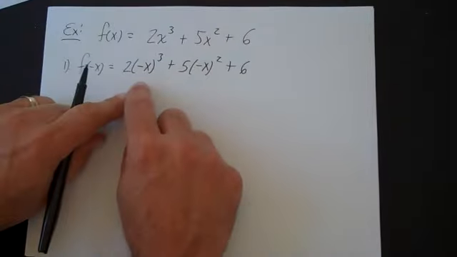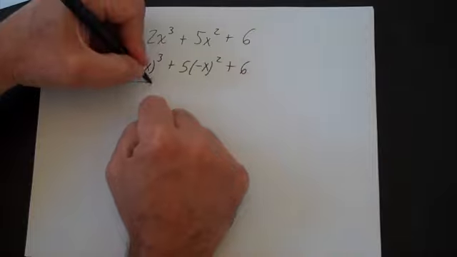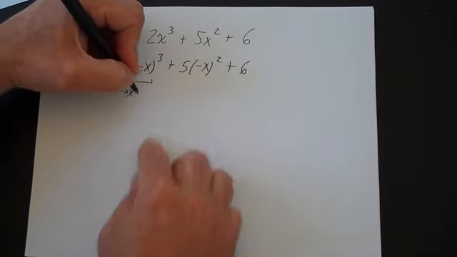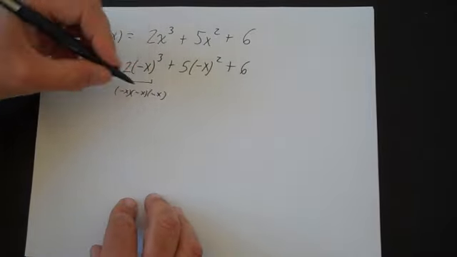Now the key here is let's look at minus x cubed. That's minus x times minus x times minus x. Minus x times minus x times minus x is equal to x cubed, and it's a negative. So that's minus x cubed times 2, which would be a minus 2x cubed, right? It's 2 times negative x times negative x times negative x.